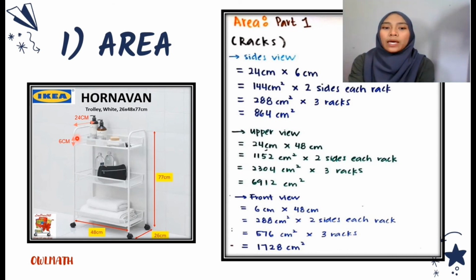Next, for the front view, the length is 48 cm and the height is 6 cm. When we multiply it, we got 288 cm squared. They have 2 sides here, so we got 576, and because we have 3 racks, we got 1728 cm squared.